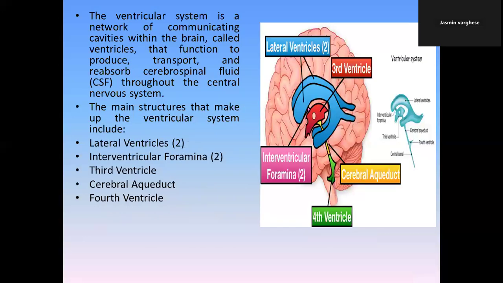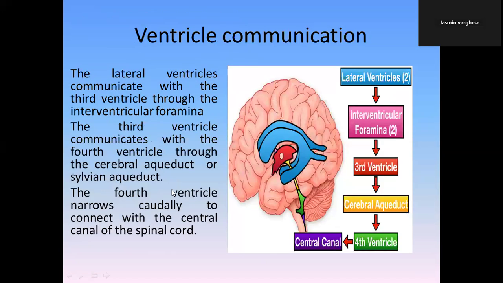So in this image you can see what a ventricle is. It is the cavity present inside the brain, and it is responsible for production, reabsorption, and everything for CSF. The ventricle has different parts. There are 2 lateral ventricles, 1 third ventricle and a 4th ventricle, and the lateral ventricles and 3rd ventricle are connected by the interventricular foramina, and the 3rd ventricle and 4th ventricle are connected by the cerebral aqueduct.